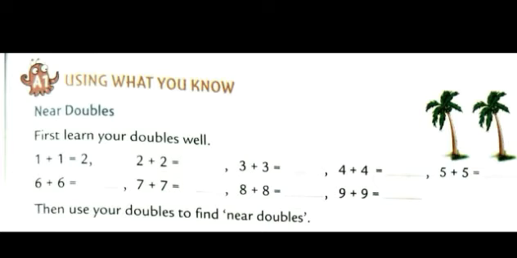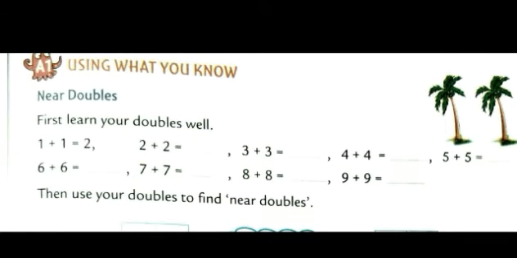Here we will study about doubles and near to double. So first learn your doubles. Like 1 plus 1 is equals to 2. If you want to know the double of the number, you need to add that same number again. For example, if you want to know the double of 3, you need to add it again. So 3 plus 3, 6. If you want to know the double of 8, so you need to add it again. Like 8 plus 8 is equals to 16.